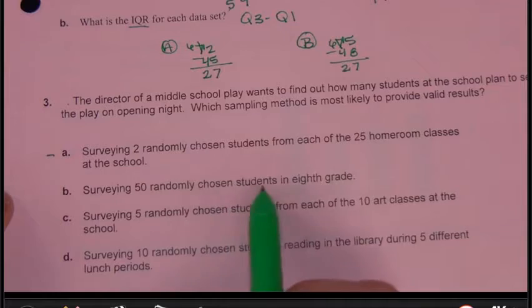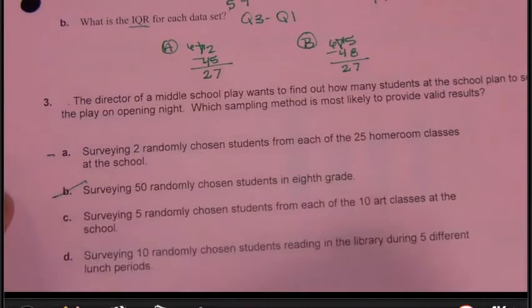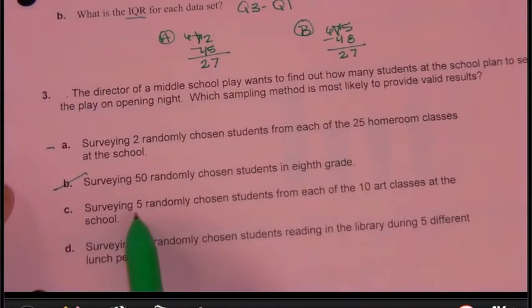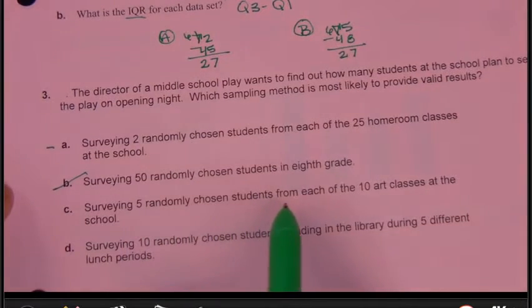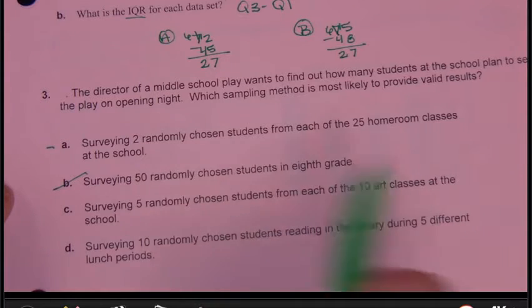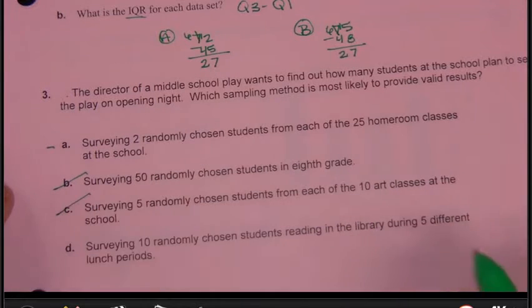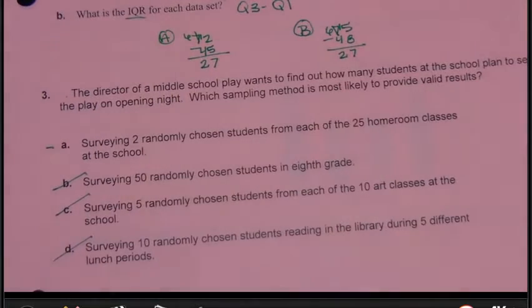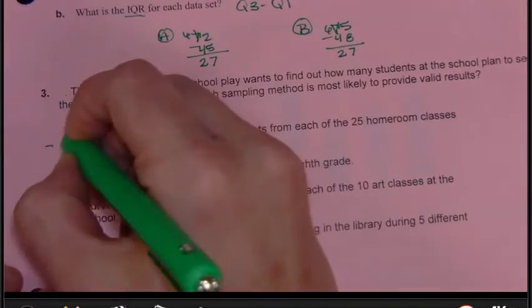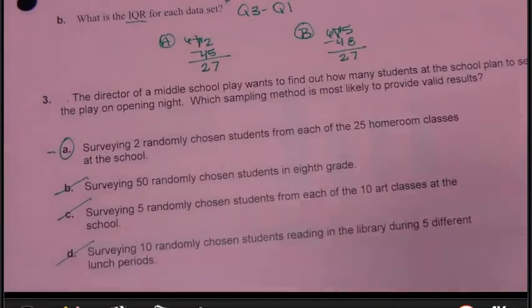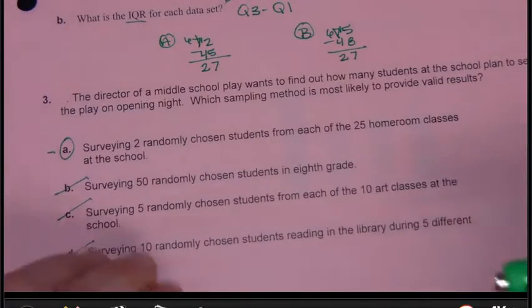Surveying 50 randomly chosen students in 8th grade. No, because what about 7 and 6? Surveying 5 randomly chosen students from each of the 10 art classes at the school. Well, why just art? And then surveying 10 randomly chosen students reading in the library during 5 different lunch periods. Well, that's just kids who don't want to go to the cafeteria. That's not everyone. So the only logical choice should be letter A. Should be letter A.